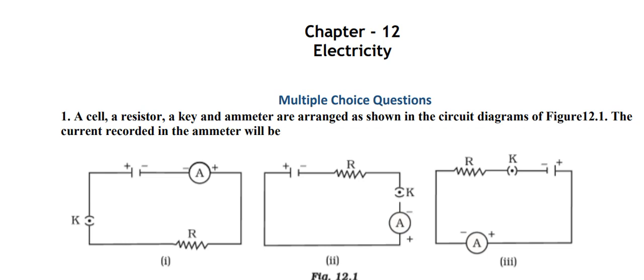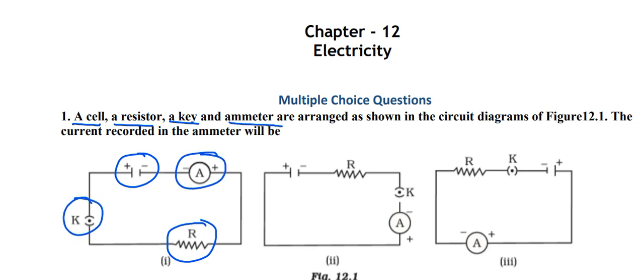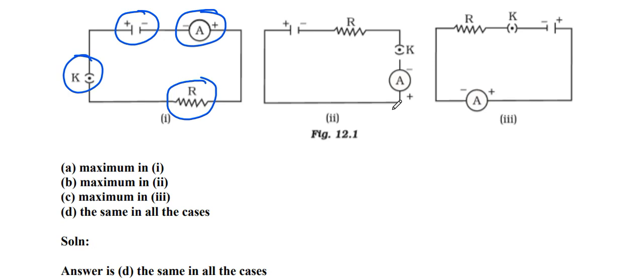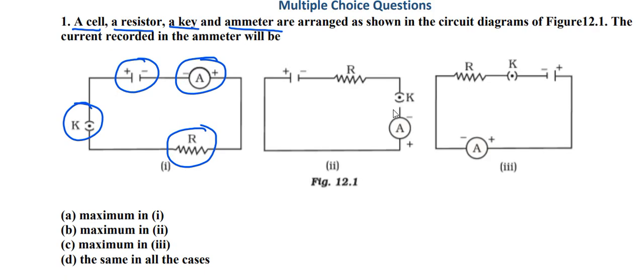Now on the screen you see, first of all you read the question statement. A cell, here is the cell, also called a simple battery. A resistor, here is a resistor, you know very well. A key is here. Ammeter, that is an ammeter, right? The three circuits are here. We will try to understand this statement and give the answer. The current recorded in the ammeter will be what? Maximum in 1, maximum in 2, maximum in 3, and the same in all cases, right?